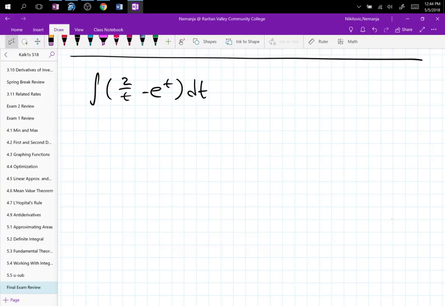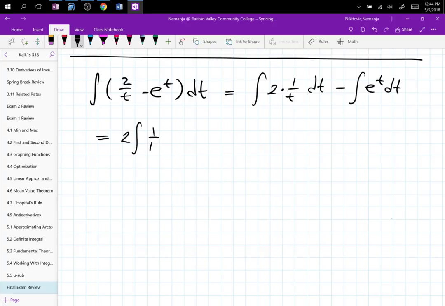So the integral on the first one is actually integral of 2 times 1 over t dt minus the second integral, e to the t dt. So I separate the integrals in two. You don't have to. Now you kick the 2 outside as a constant, and you have 1 over t dt minus integral of e to the t dt. So now we can actually do this integration.